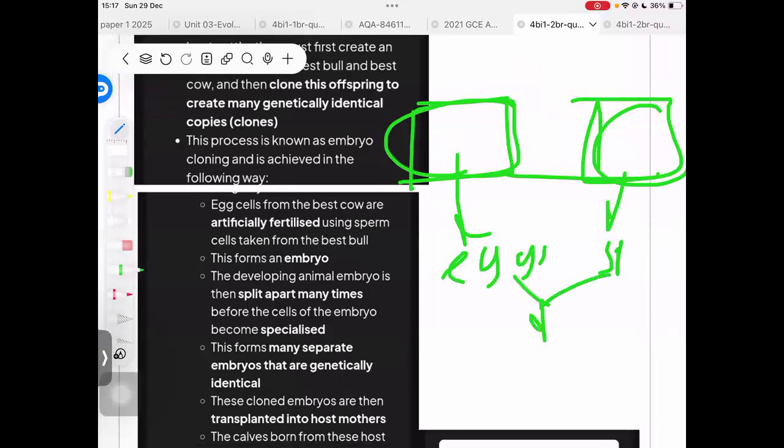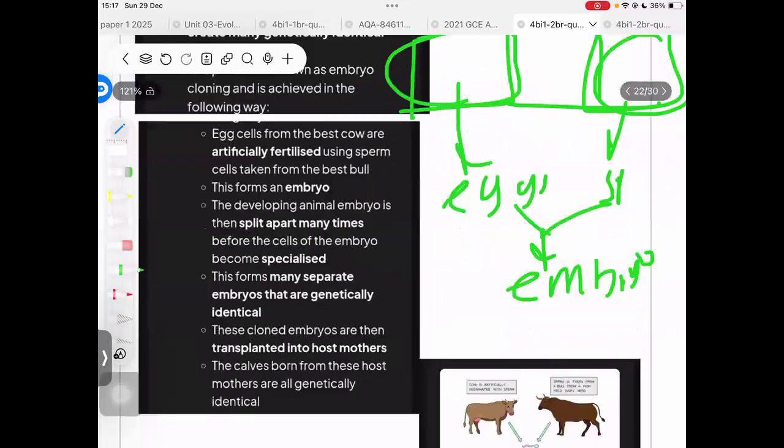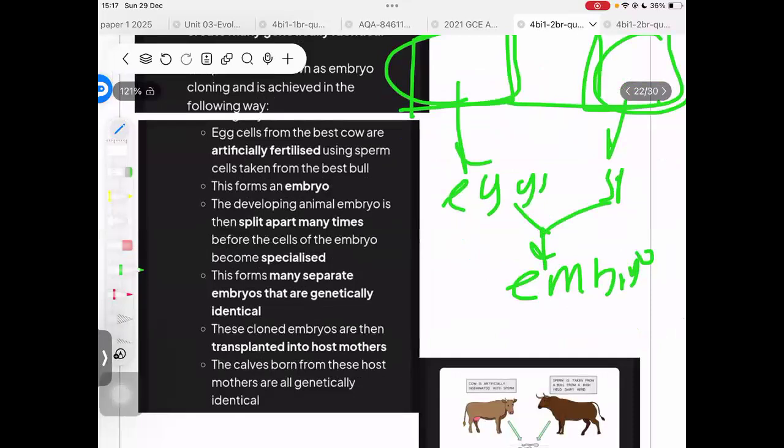And this will form an embryo, right? The embryo cell will start to get divided. That means the embryo cell starts getting divided, right? When the embryo cell starts getting divided, first after the zygote is formed, the zygote develops into the embryo. Later, this embryo starts specializing, right?